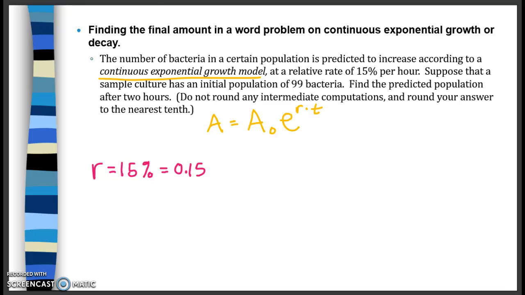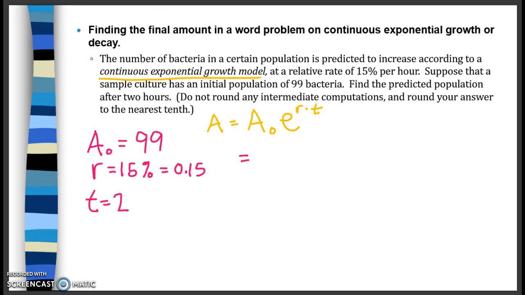Suppose that a sample culture has an initial population of 99 bacteria. So our initial amount, or A naught, is equal to 99. Then it says find the predicted population after 2 hours. So T equals 2.